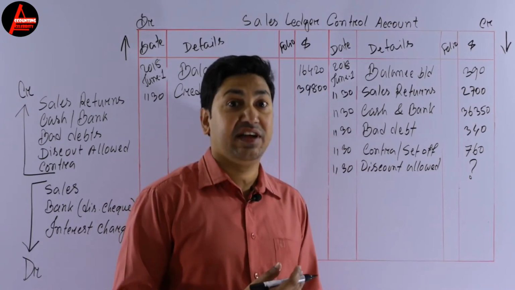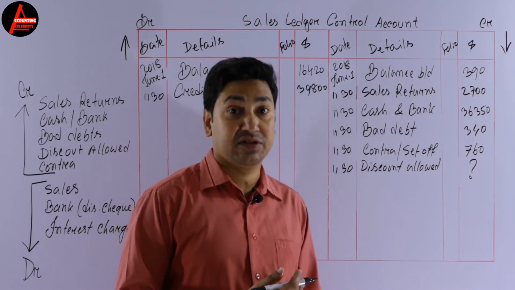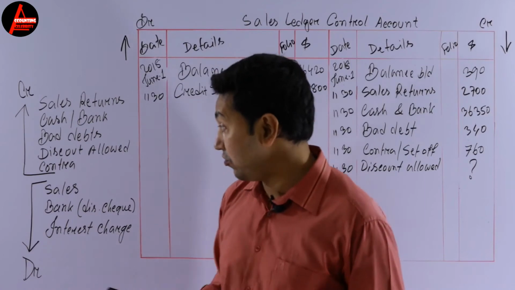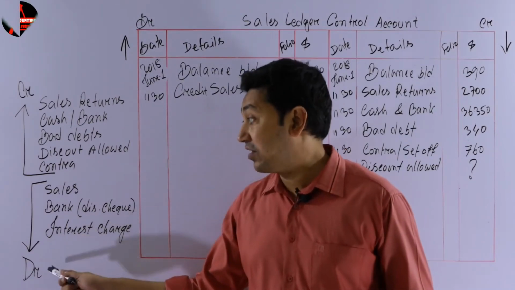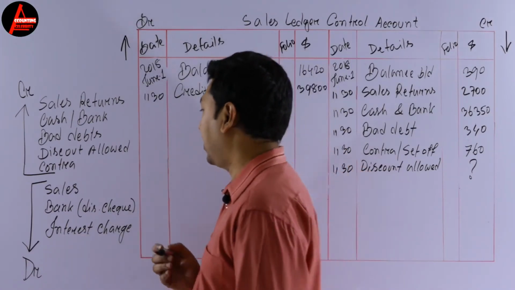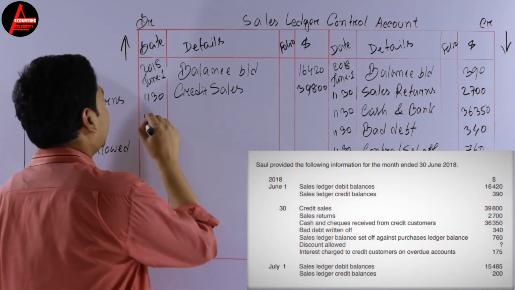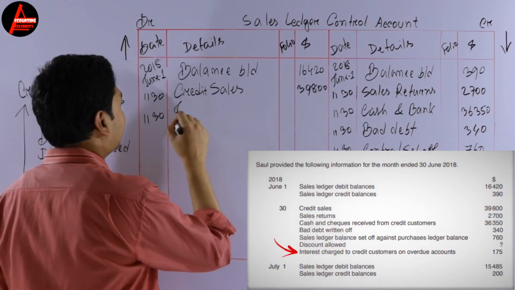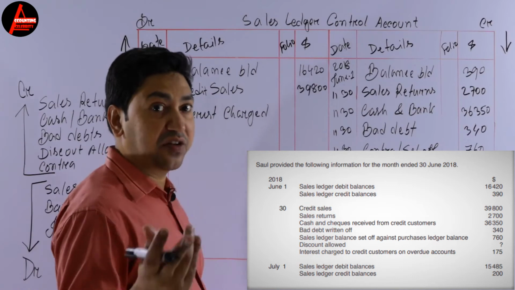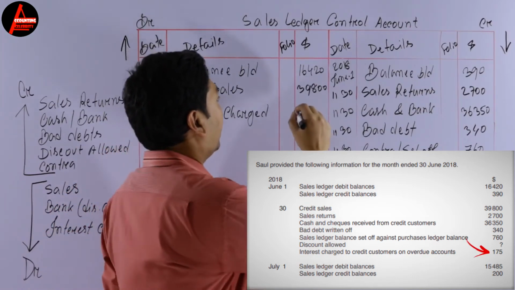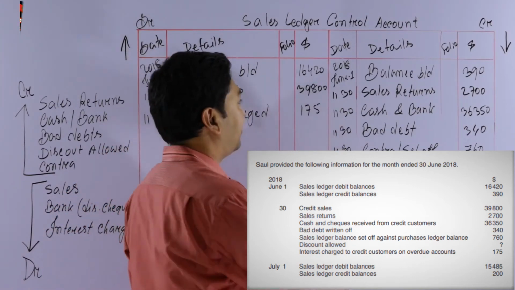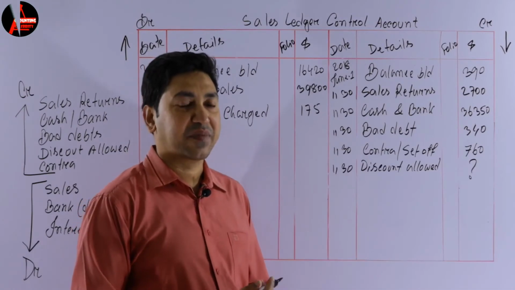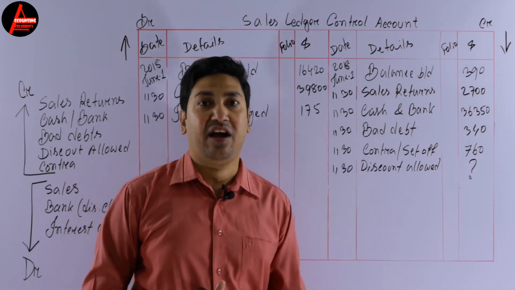Okay, next one is here interest charged to the credit customer. Okay, interest charged will be included where? In the debit side. Okay, so let us write here interest charged. Okay, what is the value here? $175. Okay, so we recorded all items.